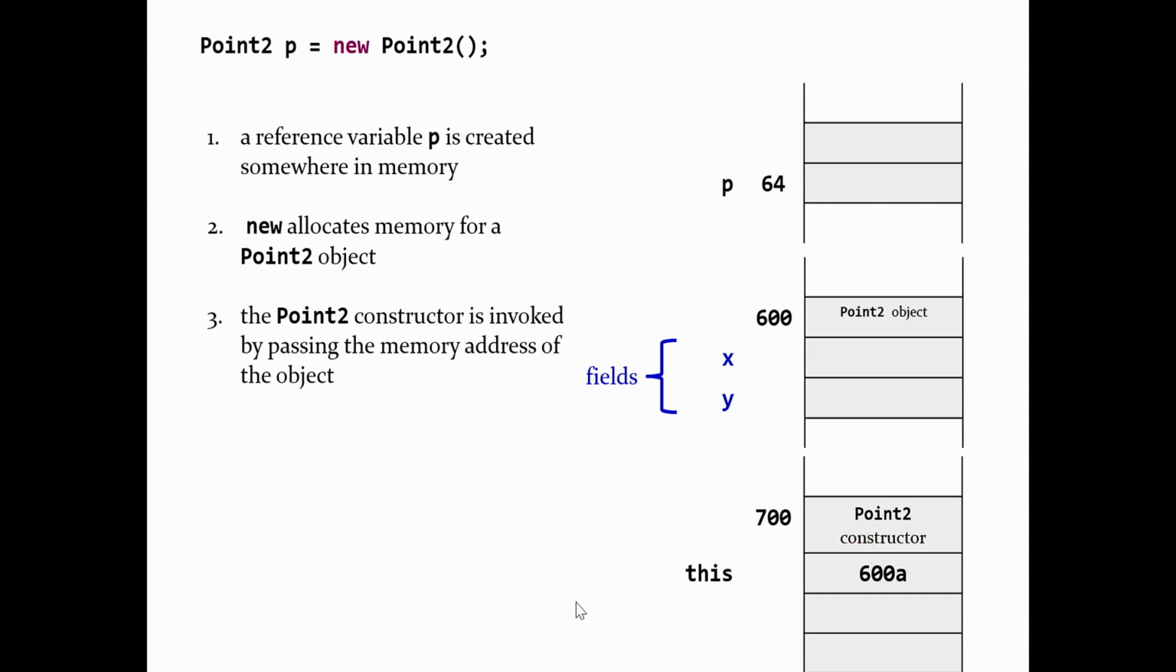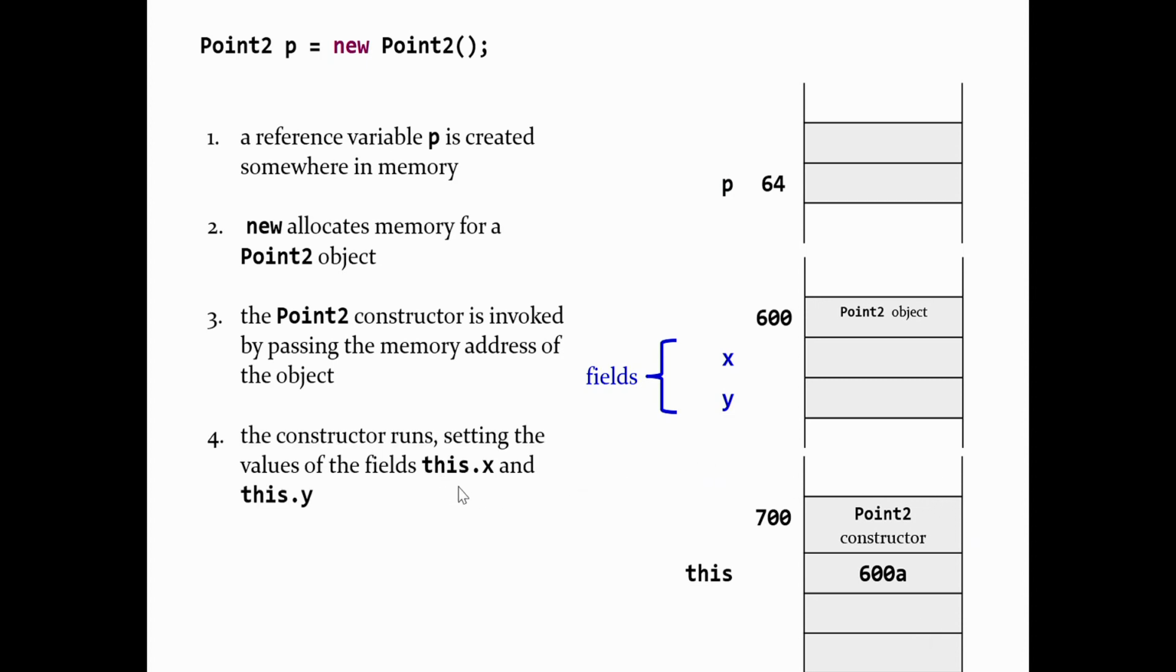So every time a constructor or a method runs, it runs somewhere in memory. So the constructor appears in memory somewhere. It has a parameter called this that automatically gets filled in with the address of the object that was just created. So this constructor knows which object it should be filling in the fields for.